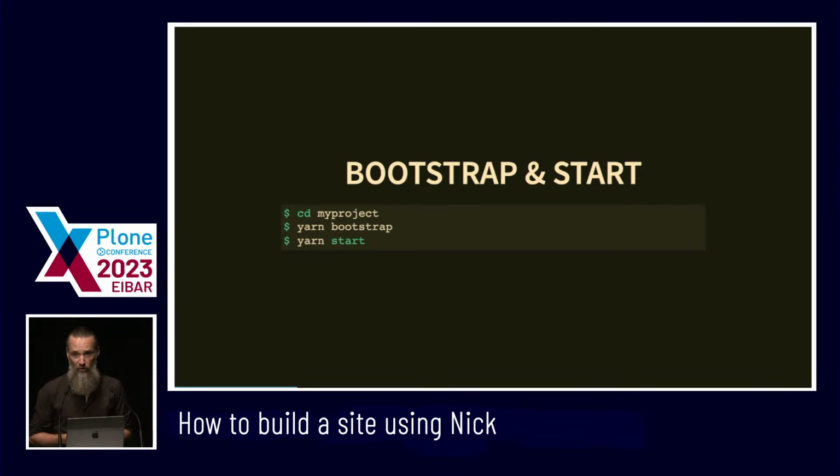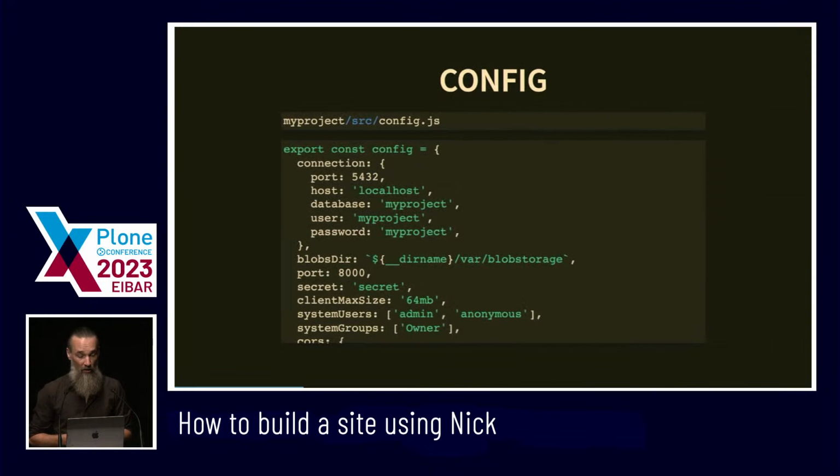There are some commands to get you started. There's a bootstrap command, which will fetch all the packages needed. It will set up the initial database schema for you, including some initial data. And when that's done, you can just type in yarn start, and you get a working site, a working backend, I'd say.